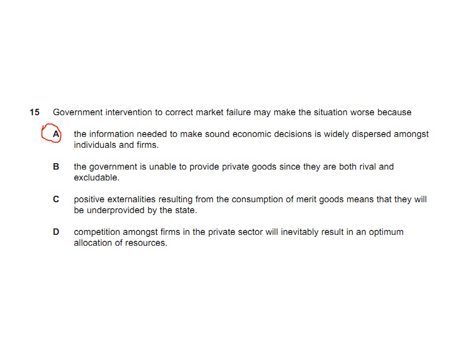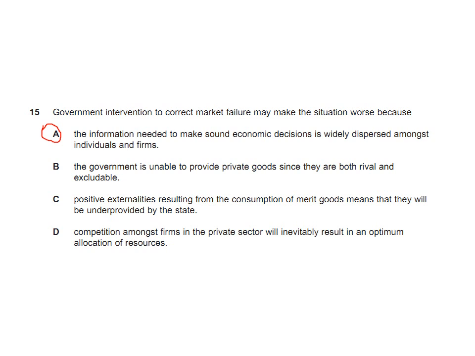Government intervention to correct market failure may make the situation worse because... So if we're looking for explanations of government failure, they usually come from administration costs, imperfect information, political bias. So we're looking for that kind of thing, and obviously A is the one that points us in that direction.